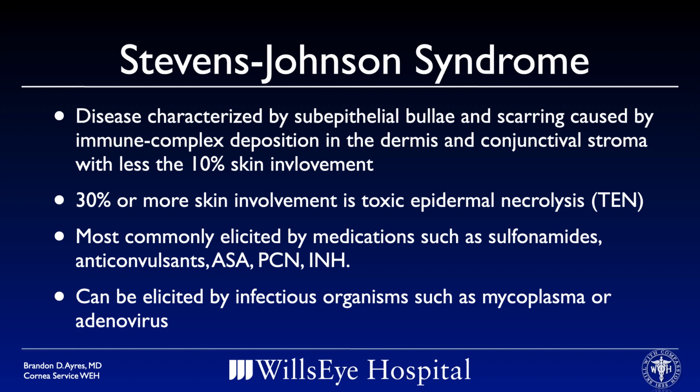Stevens-Johnson syndrome. Okay, this is a disease characterized by subepithelial bullae and scarring caused by immune complex deposition in the dermis and conjunctival stroma. In particular, Stevens-Johnson will have minimal skin involvement. Once you get to more skin involvement, 30% or more, it's now called toxic epidermal necrolysis. So really the same process, just more skin involvement.